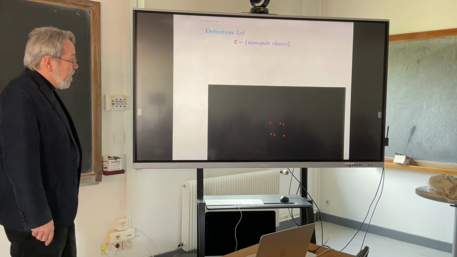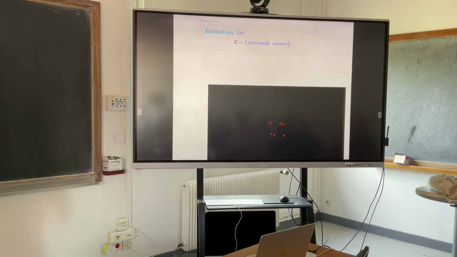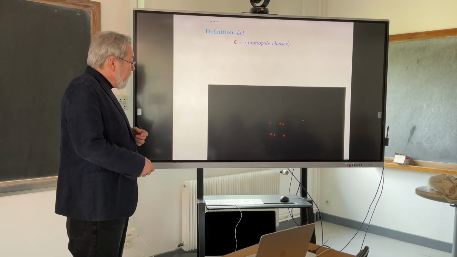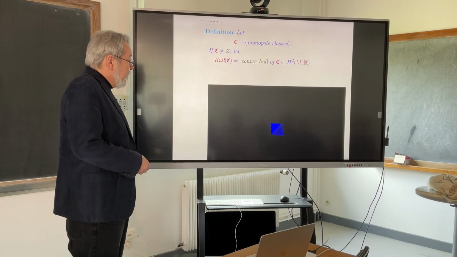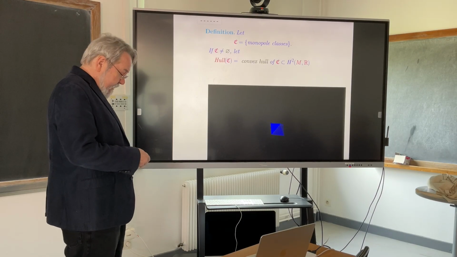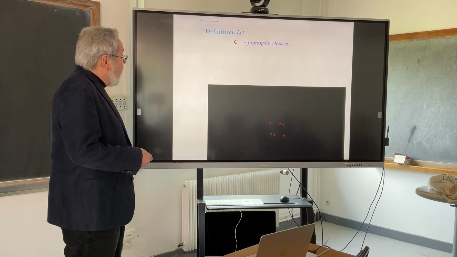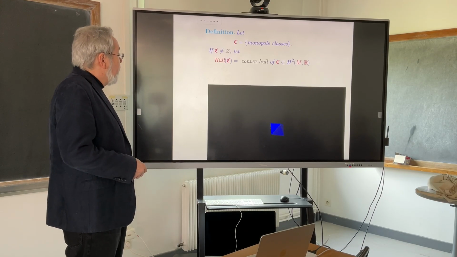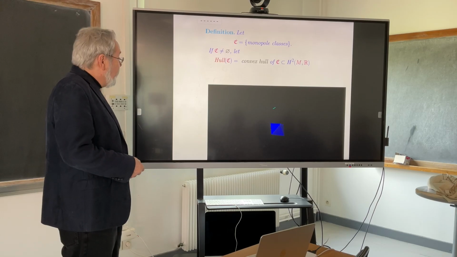Here's a more delicate use of the notion of monopole class. And again, we're really using the fact that it's a finite subset, and I'm also going to be using the fact that it is invariant under reflection through the origin. So what we do is we take this set of monopole classes, which sits in a certain vector space, the real cohomology, and we take its convex hull.